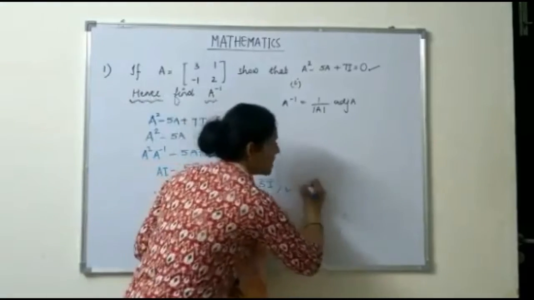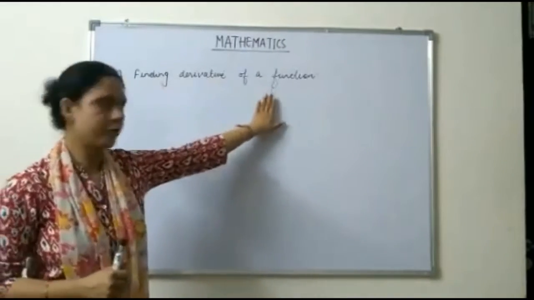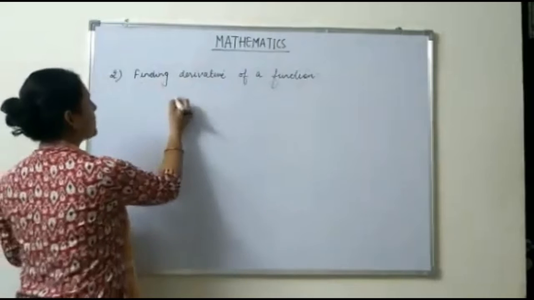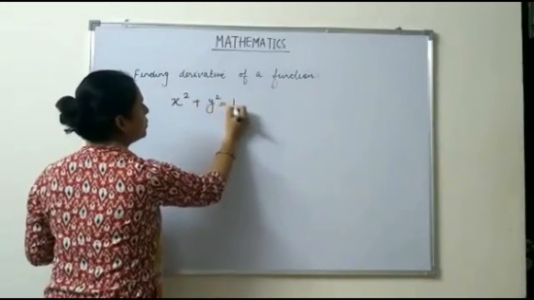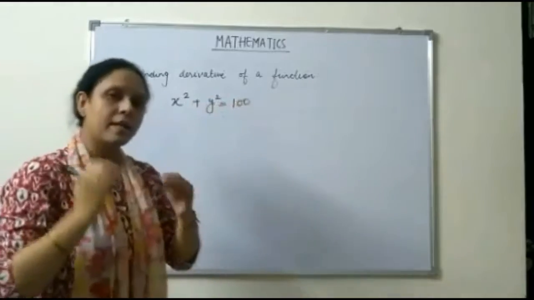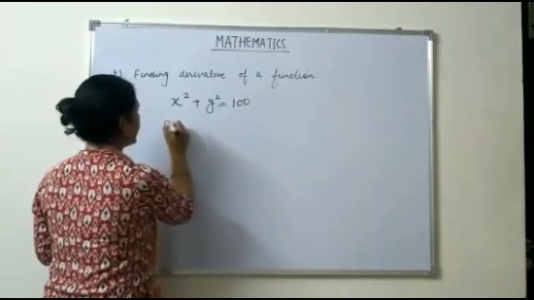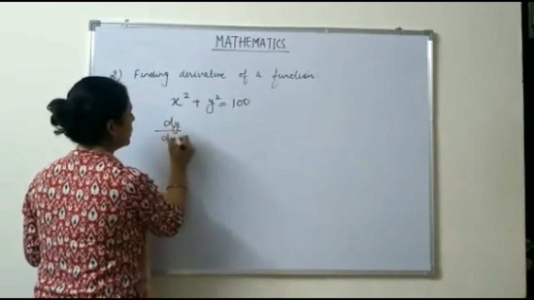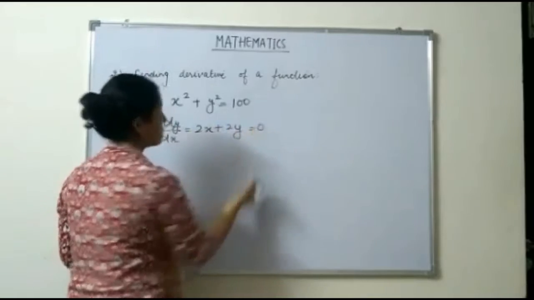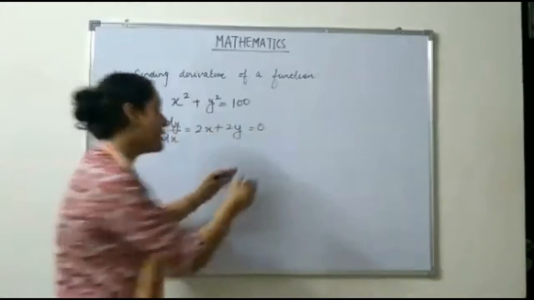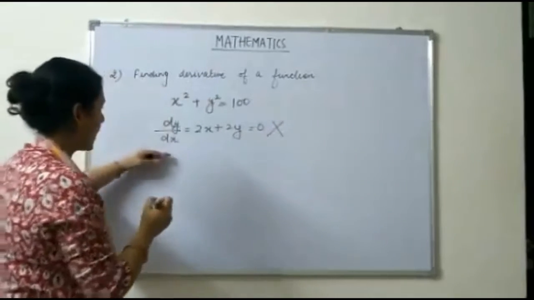Come to the second point, that is finding the derivative of a function. Let's take an example. Suppose I have the function x square plus y square is equal to 100. I have seen many students writing it as dy by dx is equal to 2x plus 2y is equal to 0, and it does not make any sense. So this is absolutely wrong. What is the right method?